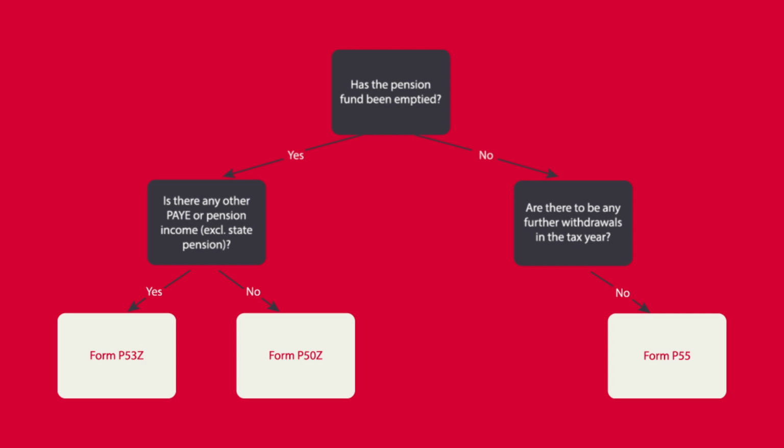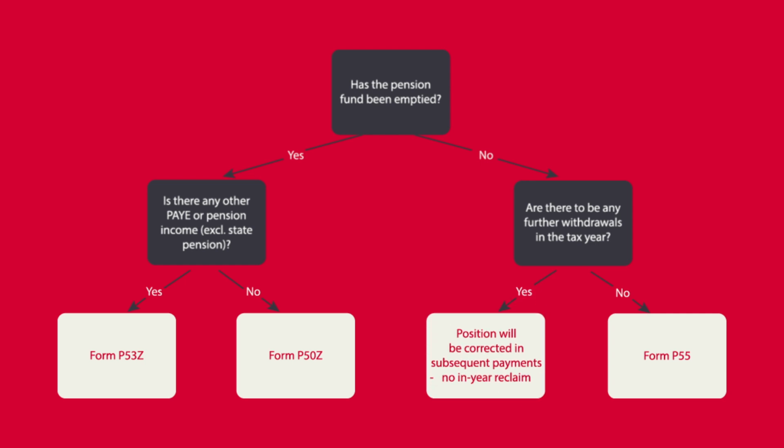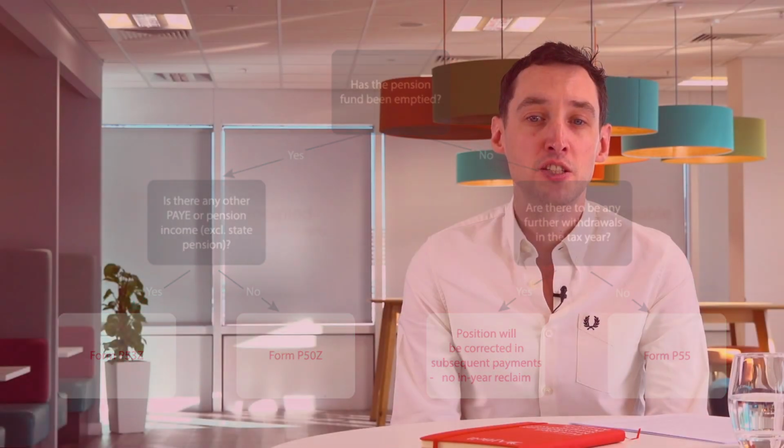Another option is for the individual to withdraw a small initial income amount. This will prompt HMRC to provide the correct tax code for the scheme administrator to use going forward. The initial payment will be overtaxed, but any subsequent income payments will be taxed at the appropriate rate rather than on a month one basis.